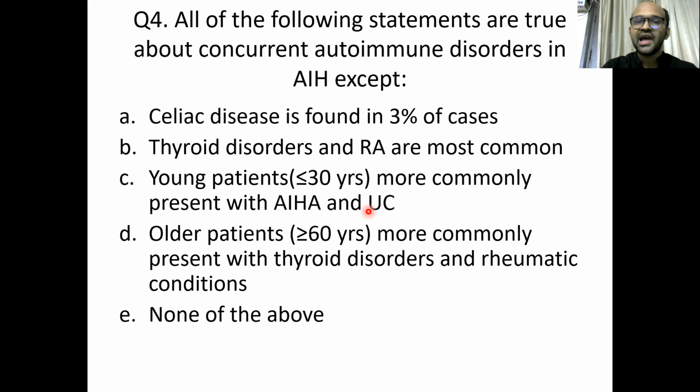Young patients commonly have autoimmune hepatitis and ulcerative colitis. It is very frequent to have concomitant autoimmune hepatitis and autoimmune hemolytic anemia, particularly in young patients. And in older patients, you have more of rheumatic illnesses and thyroid disorders. So actually none of the others is incorrect; all of the statements are correct, right? In 3% of patients of autoimmune hepatitis, you can have celiac sprue. In young patients, you should screen for autoimmune hemolytic anemia and ulcerative colitis. In elderly, you should screen for thyroid disorders and rheumatic illnesses.